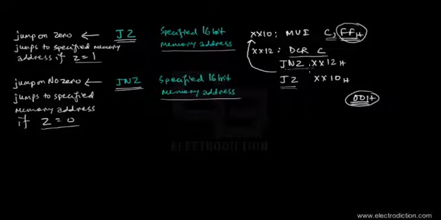Whenever it's not 0, the control is sent to the memory location XX12H. So it keeps on decrementing this time, until the content of the register C is 00H. Once the content of the register C is 00H, the jump on no zero instruction's condition fails. So the program control just transfers to the immediate next memory location, where the JZ instruction, that's the jump on zero instruction, is present.